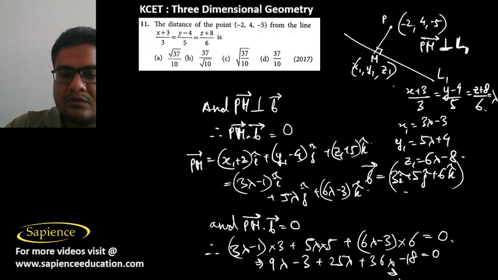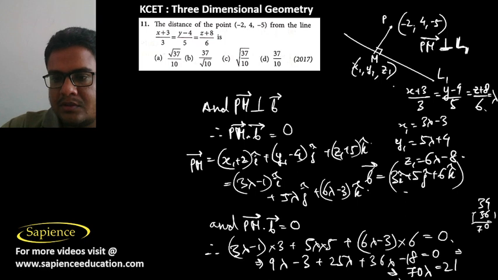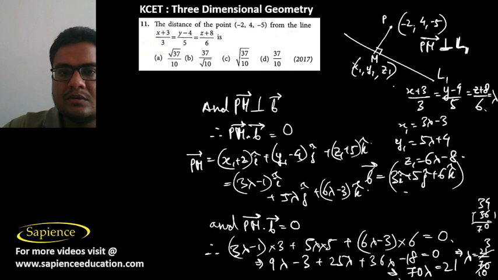So therefore 25 plus 9, that is 34. 34 plus 36, that is 70. 70 lambda, that is equal to 21. Therefore lambda will be equal to 21 by 70. 7 3s are 21, so lambda is equal to 3 by 10.